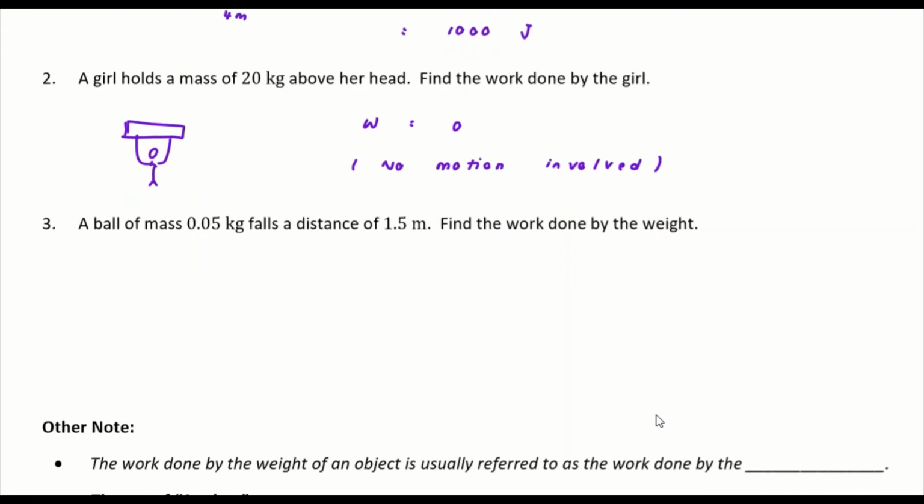So a ball of mass 0.05 kg falls a distance of 1.5 meter, find the work done by the weight. Okay, so this is the ball. So force a distance of 1.5 meter.